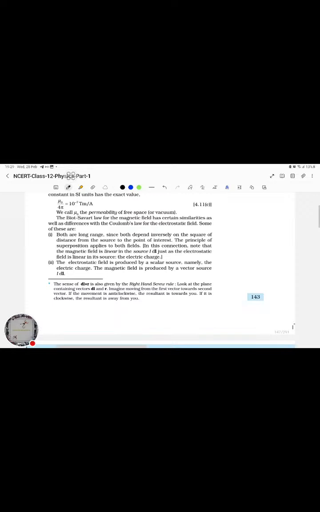Note that the magnetic field is linear in the source I dl, just as the electrostatic field is linear in its source, the electric charge. The electrostatic field is produced by a scalar source, namely the electric charge. The magnetic field is produced by a vector source known as I dl. The electrostatic field is along the displacement vector joining the source and the field point. The magnetic field is perpendicular to the plane containing the displacement vector r and the current element I dl.